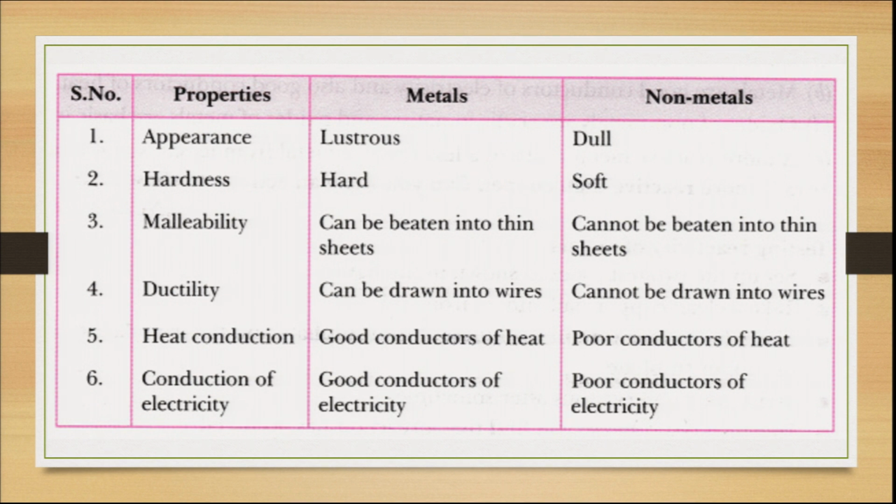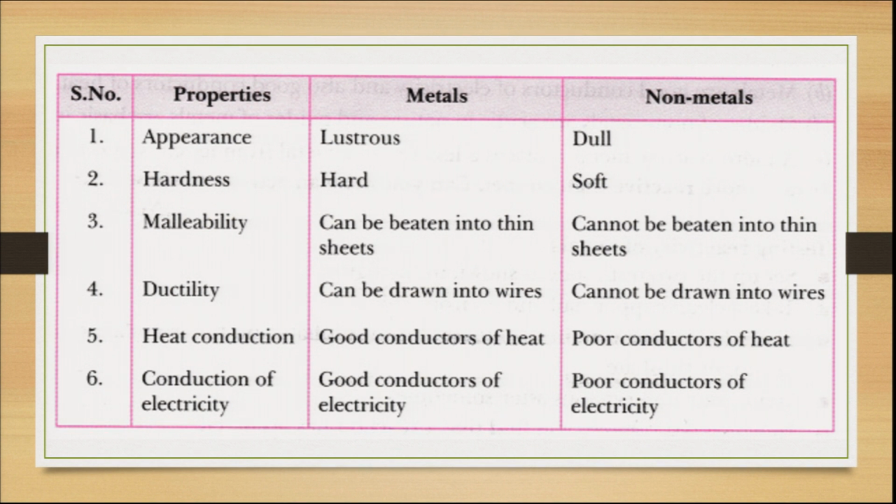Non-metals are soft, generally like wood, you can cut it with the help of a sharp edge knife. But again here also some exceptions are there. There are certain metals which are also very soft, that means you can cut them with the help of a knife. That is your lithium, sodium and potassium.